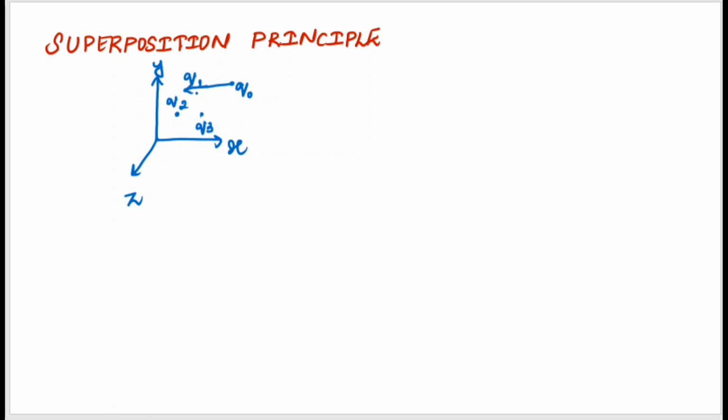I want to find the force on q0 because of q1, the force on q0 because of q2, and the force on q0 because of q3. This can be found as follows. If I consider the force between q1 and q0 to be f1, the force between q2 and q0 to be f2, and the force between q3 and q0 to be f3, then the force on q0 is the vectorial sum of the f1 vector plus the f2 vector plus the f3 vector.